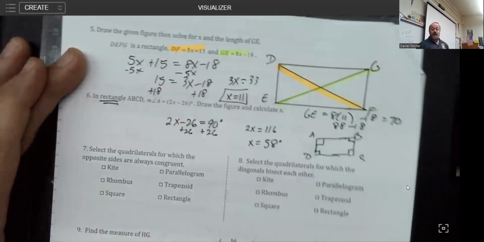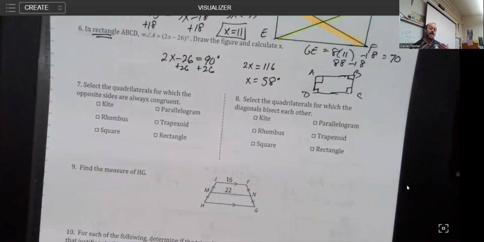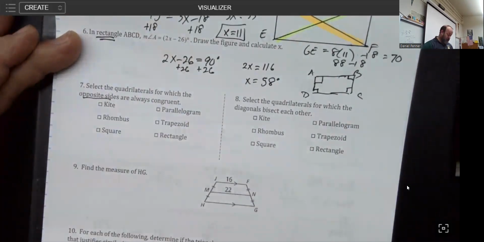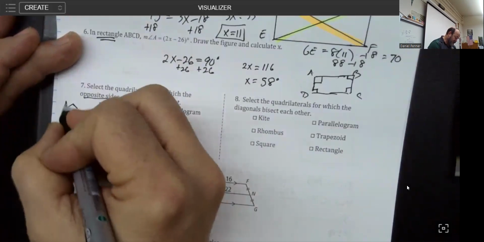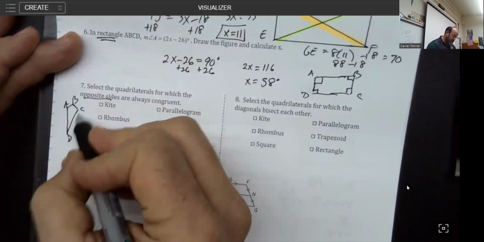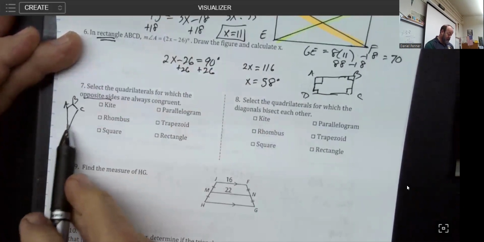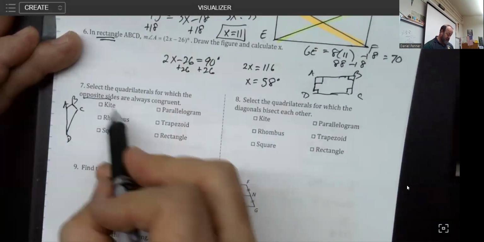Now, number 7 and 8 are just questions about, do you know some facts about these shapes? So a quadrilateral where opposite sides are congruent. Now, if it helps, you can draw a couple, like here's a kite. Well, if you look at it, A, B, C, D is a kite. CD is opposite AB. Those are definitely not congruent. AB is opposite CD. They're across from each other. Those are definitely not going to be the same.